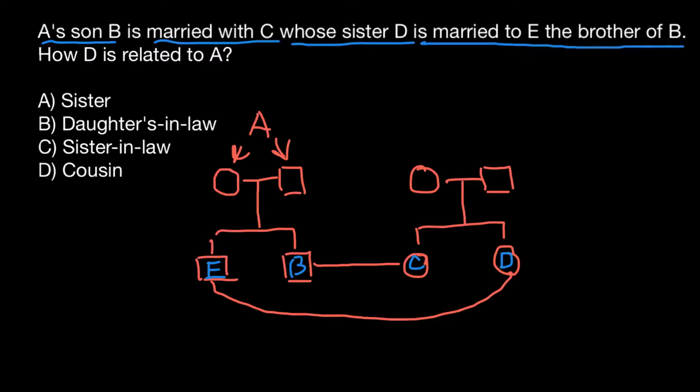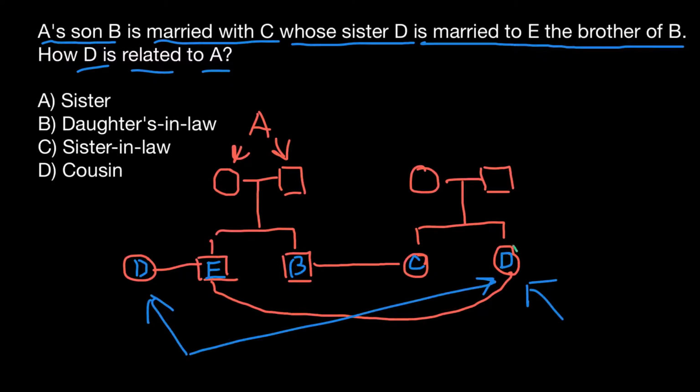So now the question, how is D related to A. And this is D. You know what I can do? I can add D here, so this is going to be the same person. So D here is the same person as D here. Now it's going to be much easier to tell the relationship between A and D.